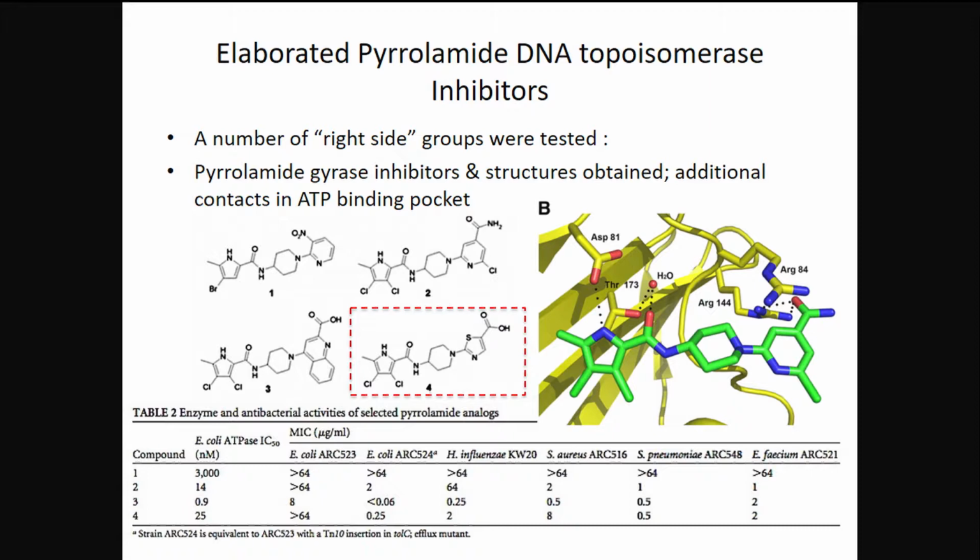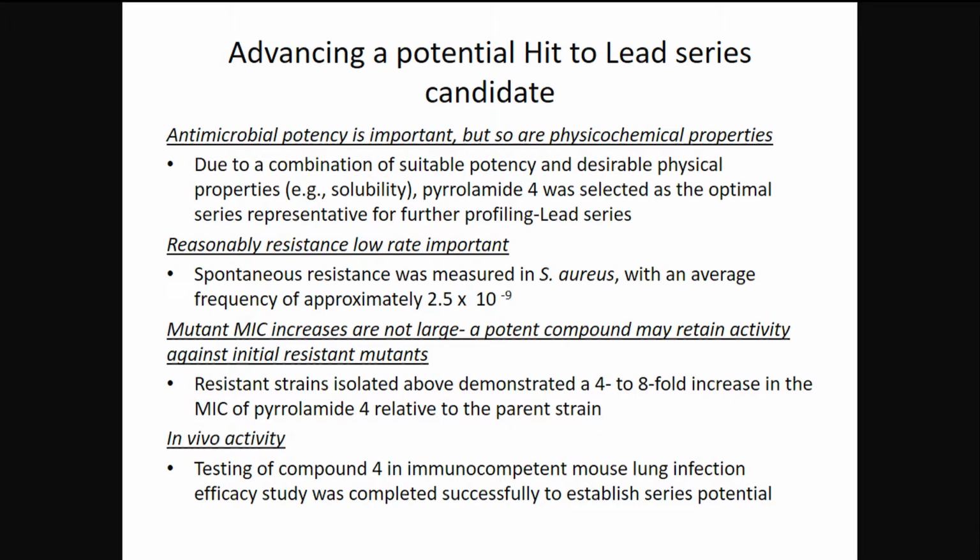Now, if you look at this, this is number 4's properties down here. You go, oh, wait a minute, guys. This isn't as potent as number 3. Why are you going with number 4? Well, this is what I talked about a little bit earlier. Physical properties are very, very important. So you want to have antimicrobial potency, but you want to have reasonable physical properties that you feel the chemist can go forward with. So things like solubility, which is very, very important, and pyrrolamide 4 was selected because of these properties as well as antimicrobial properties.